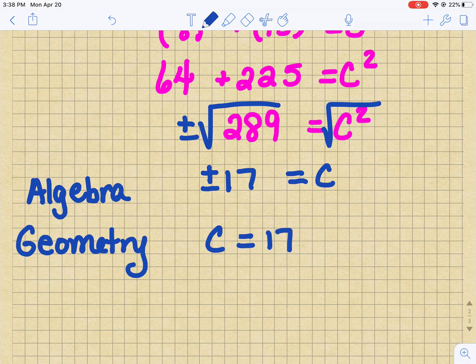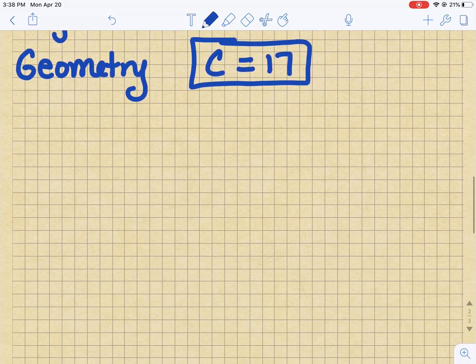It doesn't mean that the plus minus just went away. It means we're thinking about the problem in context. And in context, this answer can only be positive. Algebraically, it can be plus or minus. Geometrically, we're talking about a side of a triangle, so it has to be positive. Okay, let's do another one.